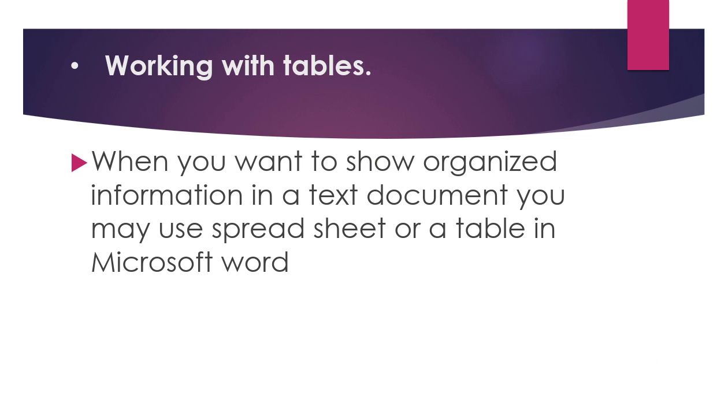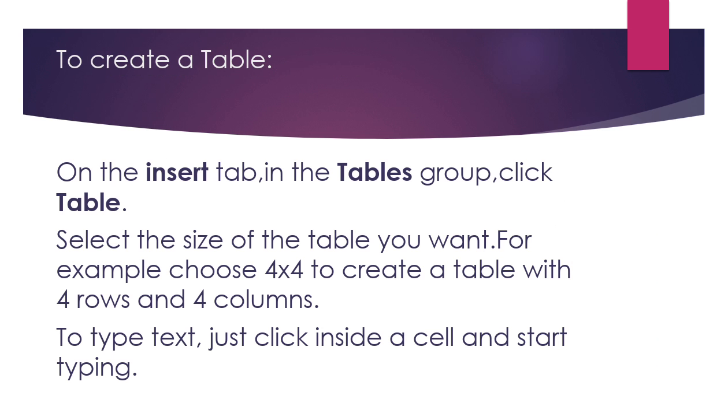Working with tables. When you want to show organized information in a text document, you may use spreadsheet or a table in Microsoft Word. To create a table, on the Insert tab in the Tables group, click Table. Select the size of the table you want. For example, choose 4 by 4 to create a table with 4 rows and 4 columns. To type text, just click inside a cell and start typing.